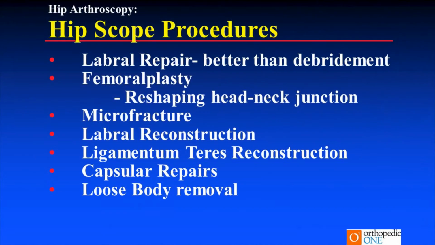So we talked about labral repair. Femoroplasty is reshaping the head-neck junction. Microfracture if we need it. Labral reconstruction is basically replacing a labrum that's not repairable. Ligamentum teres reconstruction, rarely done. Some people think that there's a role for that in hip instability. Capsular repairs for hip instability, loose body removal.